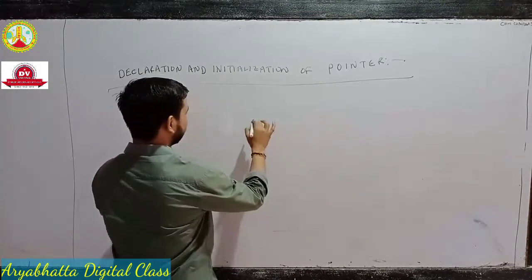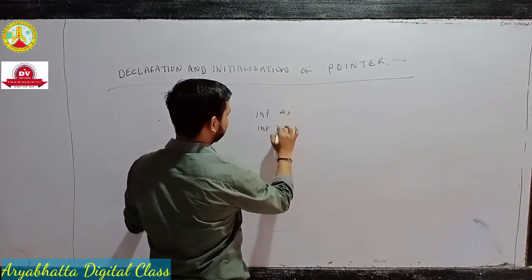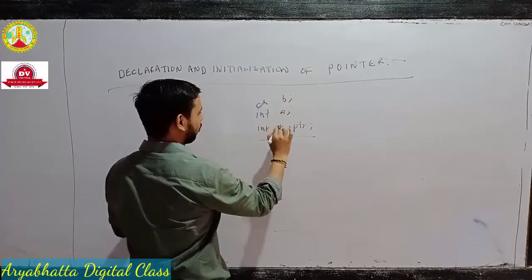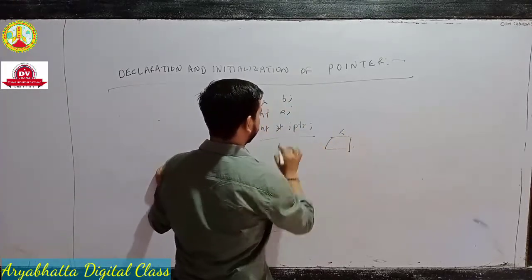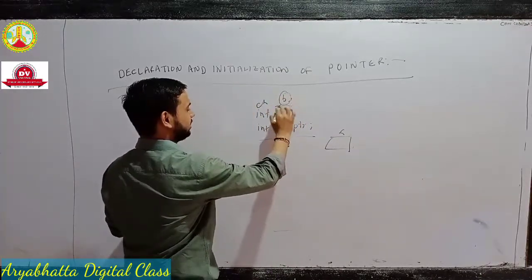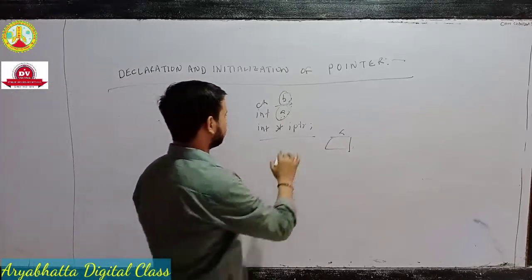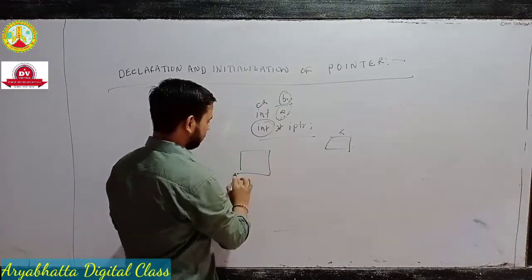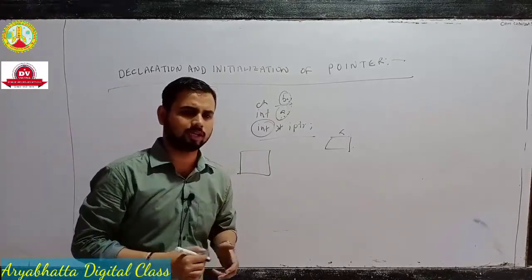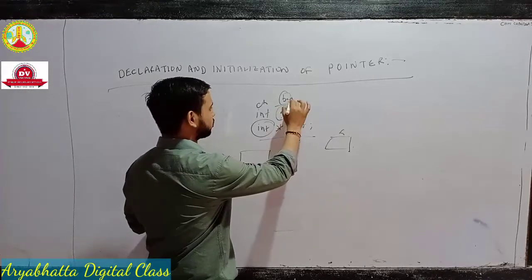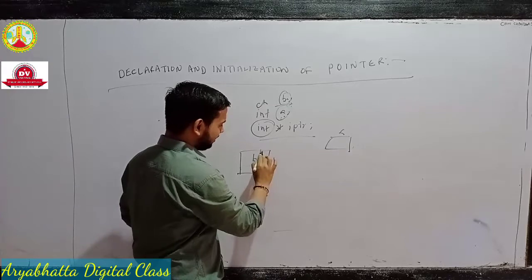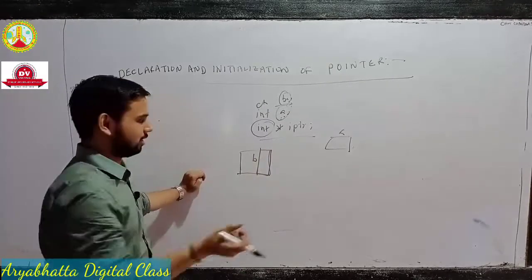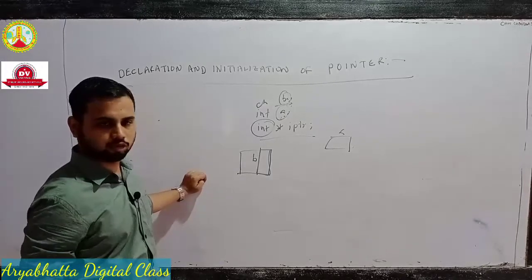Suppose you declare int a and int iptr, meaning an integer pointer, and one character b. Then you cannot hold the address of b in this pointer. You can hold only the memory location of a, because a is an integer. Why? Because when we declare an int pointer, we have declared a 2 byte memory location. If we store this character variable, then 1 byte is free storage. This will be an unnecessary extra memory location in the integer pointer. You got it?